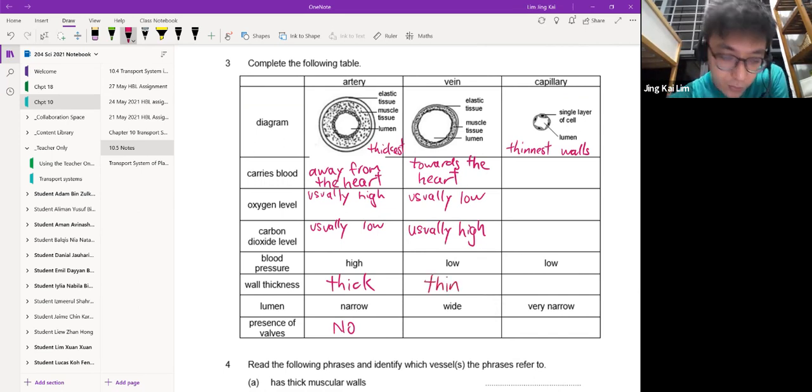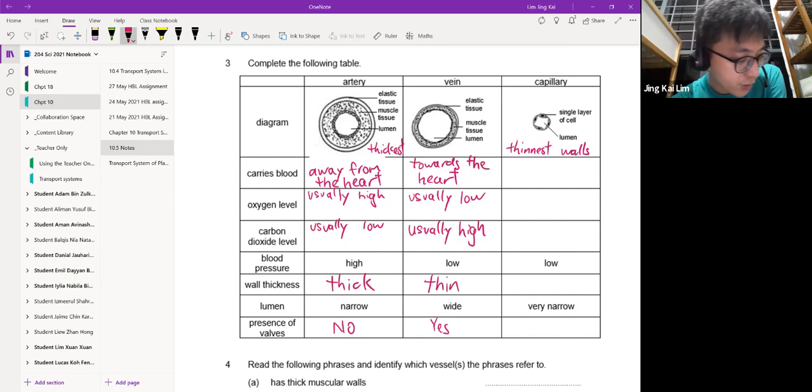Wall thickness: the veins have thin walls. Do they have valves? Yes, they do. Remember the valves are there to prevent backflow of the blood itself. Next one. From the artery, you will usually go to the capillary first before going to the vein.